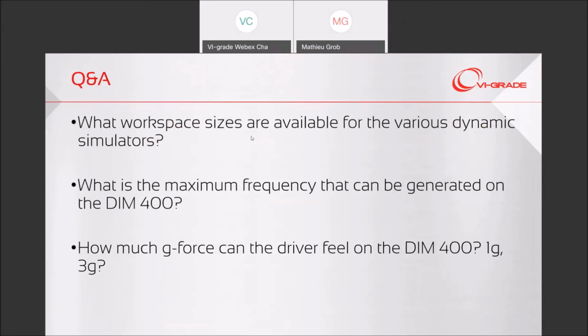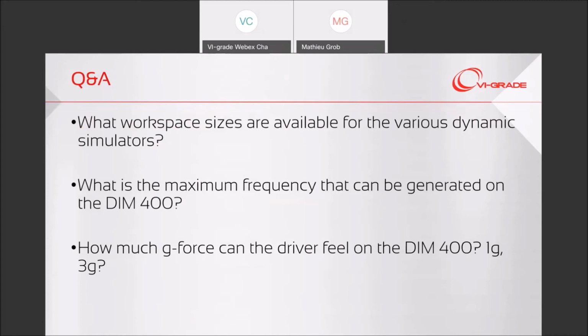The first question: what workspace sizes are available for the various dynamic simulators? As I said, we have at the moment three dynamic simulators with three different sizes: the DIM 150, the DIM 250, and the DIM 400. It means 1.5, 2.5, and 4 meters workspace, so full size, that is plus minus divided by 2. So full workspace is 4 meters, 1.5 meters, 2.5 meters, X and Y.